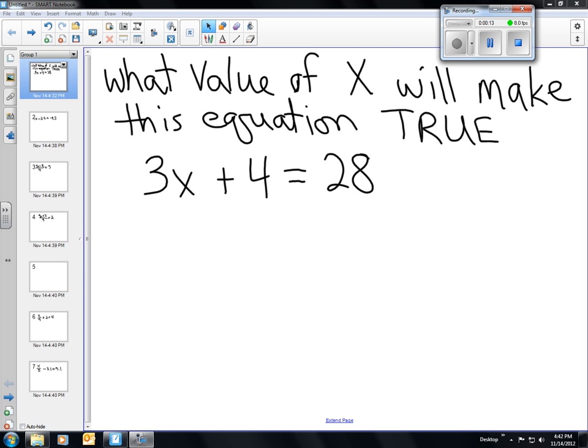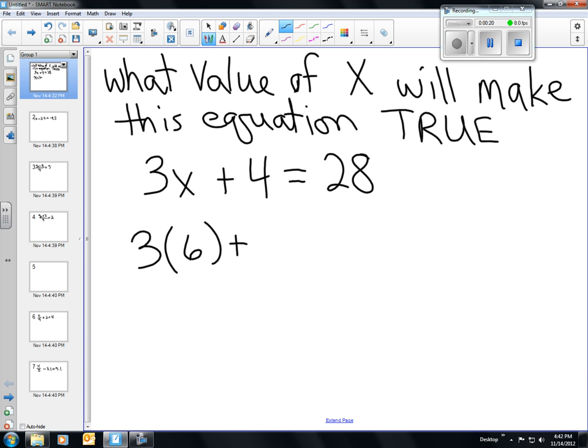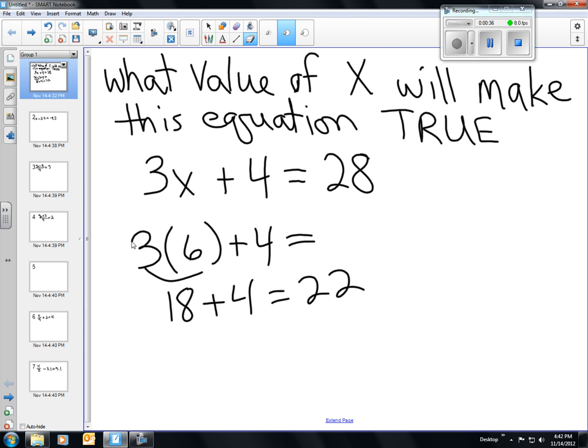One of the strategies that students like to use is the guess and check method, and they just basically try different numbers in for x just to see what will work. So for example, students may say, okay, well let's try 6 for x. So 3 times 6 is 18, plus 4 is 22, and then they say, okay, well, x can't be equal to 6 because that expression would not be equal to 28. And then they'll keep guessing numbers until they come up with an answer.